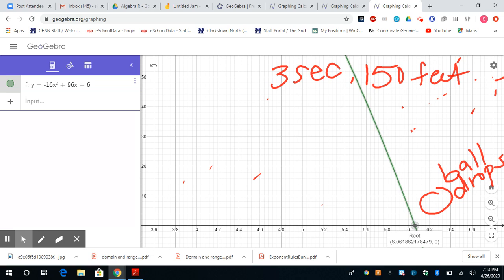Looking at the max or the min tells you a lot of things about the relationship. You just got to figure out what variables you have. So we had seconds and feet, and be able to interpret that information.